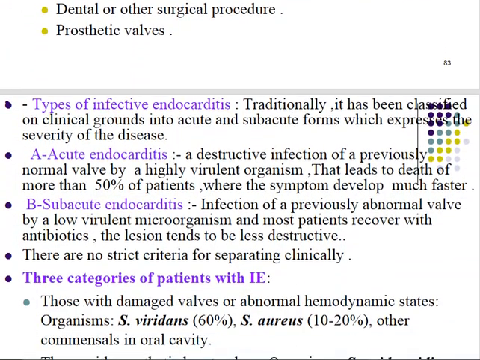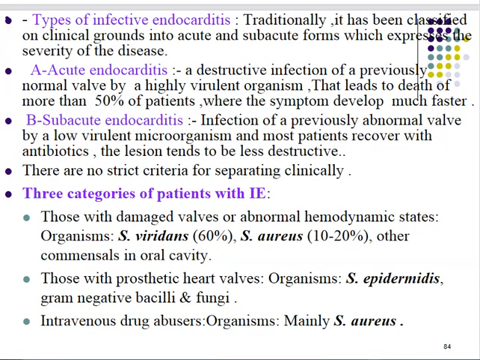The types of infective endocarditis have traditionally been classified on clinical grounds into acute and subacute forms, which express the severity of the disease. That is to say, with acute endocarditis there is a destructive infection of a previously normal valve. Those patients develop destructive damage of the normal valve by a highly virulent organism that leads to the death of more than 50% of patients, where the symptoms develop much faster.